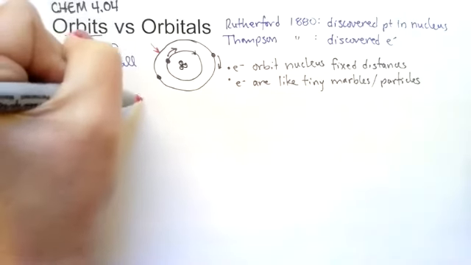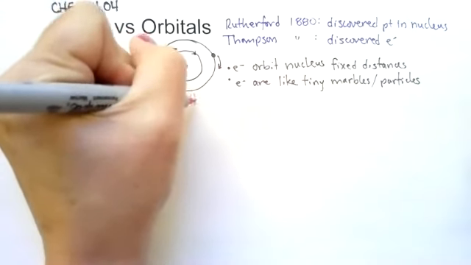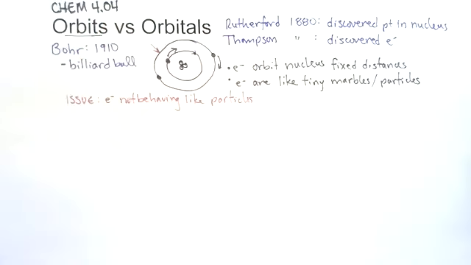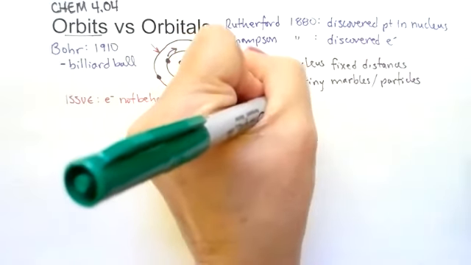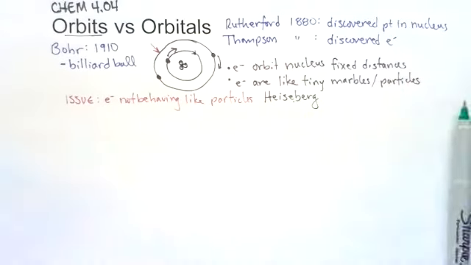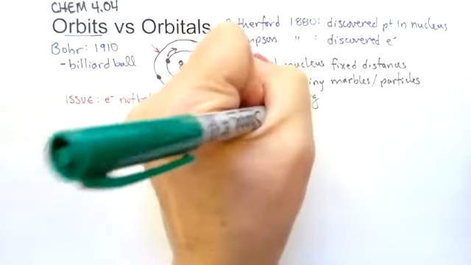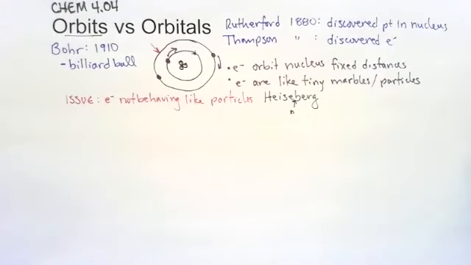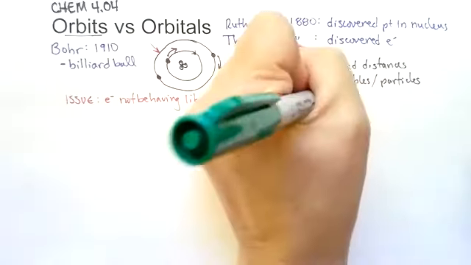Electrons were not behaving like particles should, because they weren't showing up where they were supposed to be. Well, the first guy to kind of tackle this problem was named Heisenberg. If you watch the series Breaking Bad, you'll know that Walter White takes on the alias Heisenberg, which is named after the man who created the Heisenberg uncertainty principle.